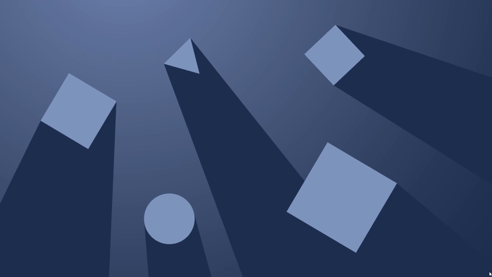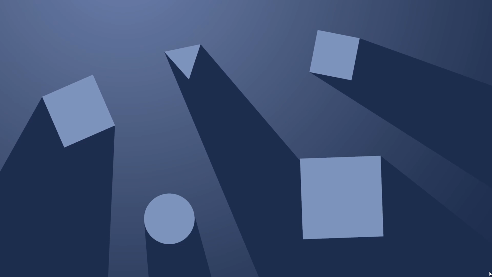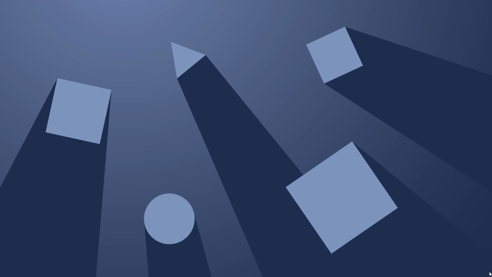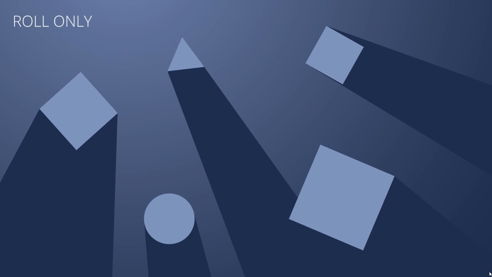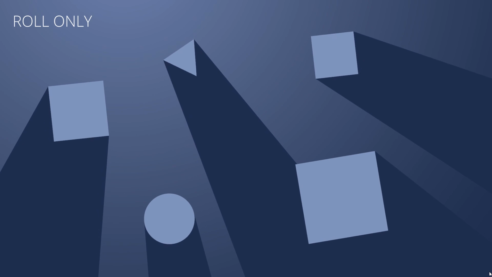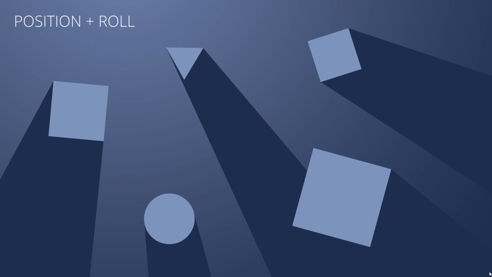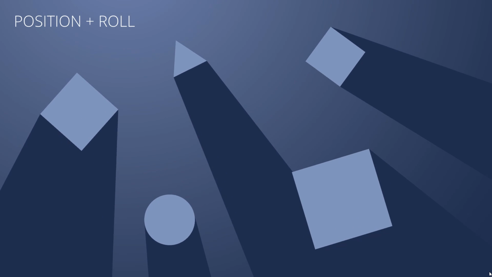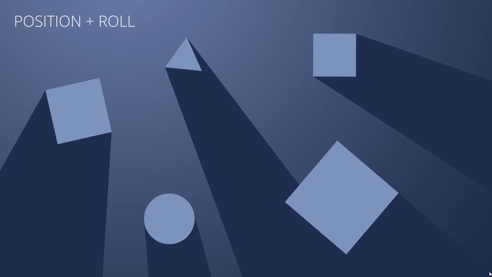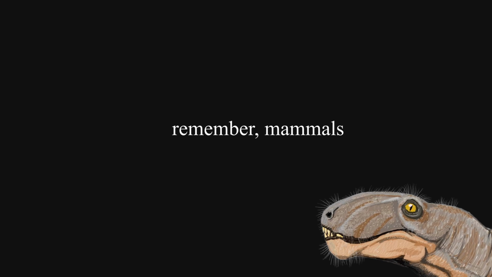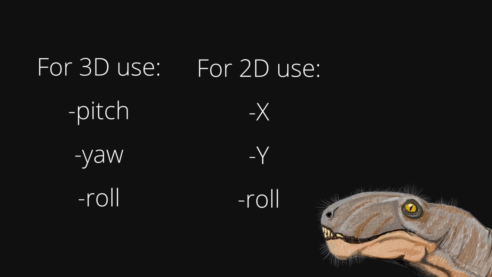But in 2D games, the camera is usually orthographic, so the only meaningful rotation is roll. Roll-only shakes look a bit weird though. Luckily, none of the problems of positional shake in 3D apply to 2D, and we can use it without any drawbacks. To summarize, use pitch, yaw and roll for 3D and X, Y and roll for 2D.